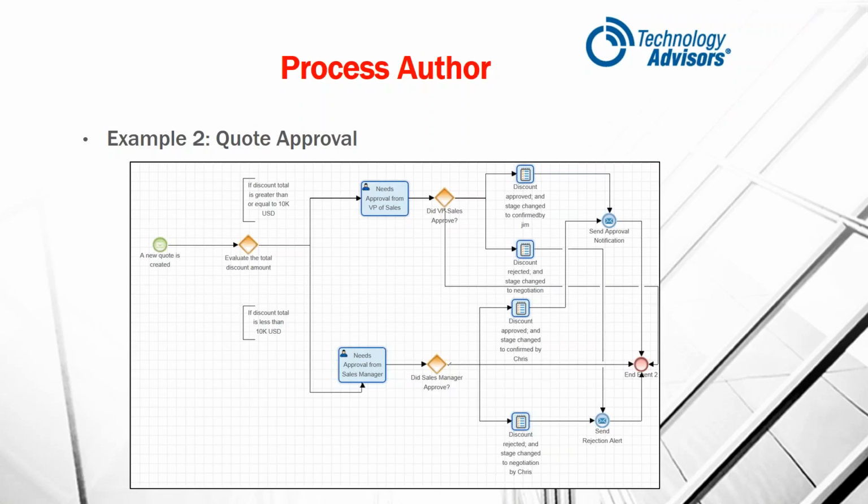The other thing we're going to see that's going to show off a little bit more of what Process Author can do is one of those user activities. So within this process, we are actually going to prompt a user within Sugar to approve or reject a quote discount.